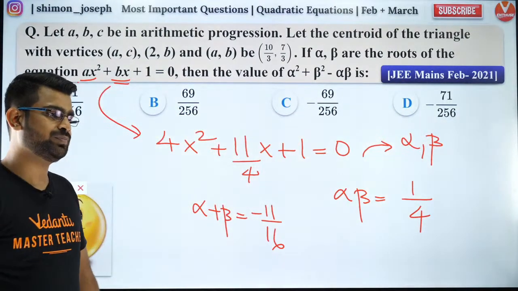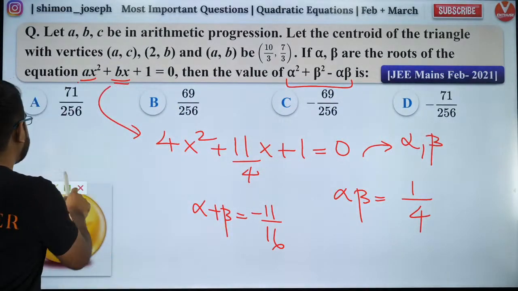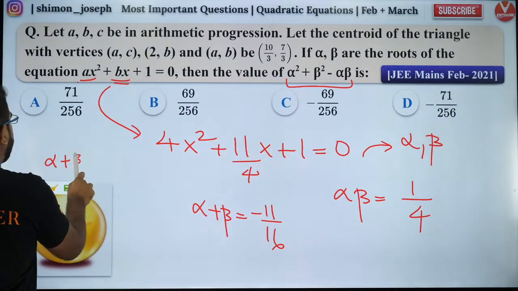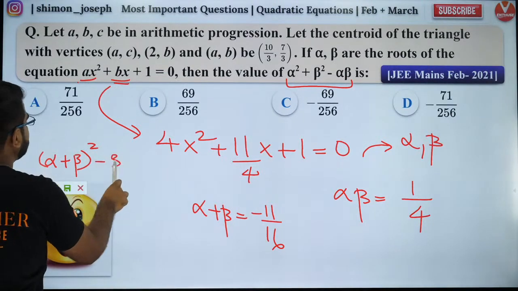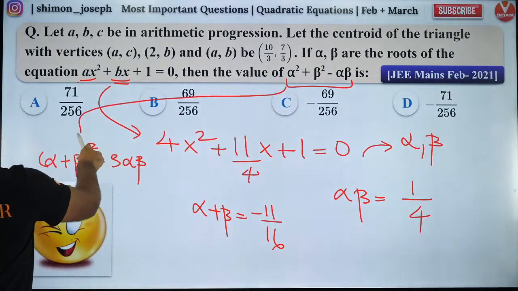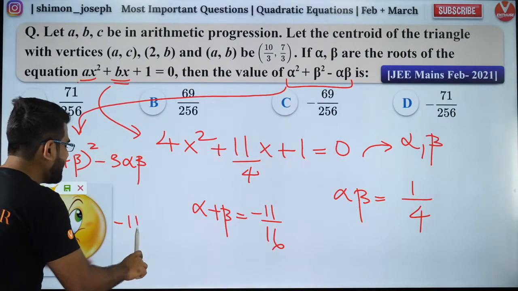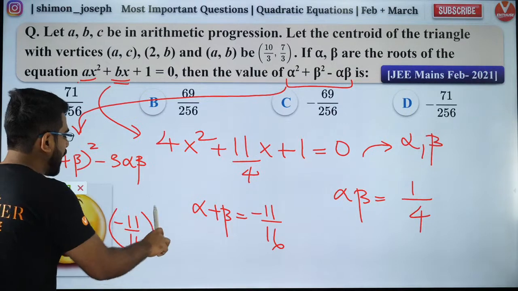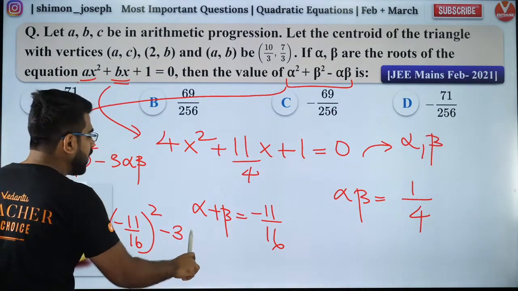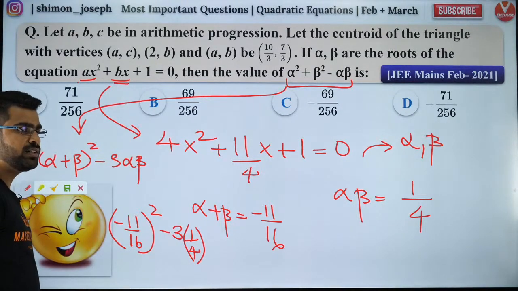Are you clear? Now this I want to find out. So I can write it as (alpha plus beta) the whole square minus 3 alpha beta. Can I say this is the same as this? Are you all okay with that? Everybody? Fantastic people. So I will have (minus 11 by 16) whole square minus 3 alpha beta, which is 1 by 4. Are you guys okay with it?